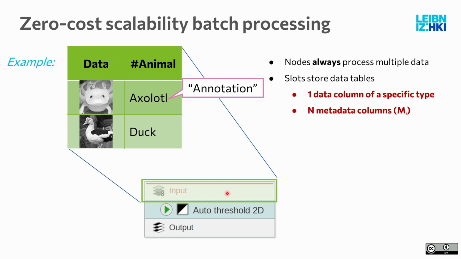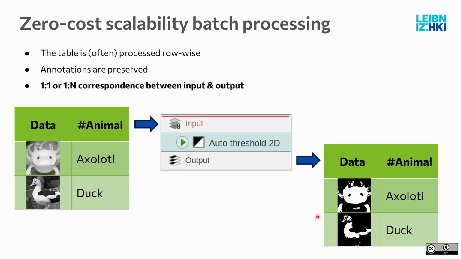In an example, we have two images, one of a duck, one of an axolotl, and each one is annotated with a text that says what kind of animal it is. And when you do batch processing, a very simple one, for example, auto thresholding, we give this one to the auto thresholding node. What will it do? For single inputs, it will do a one-to-one processing. It will just go row by row. Auto threshold the axolotl, you get out this. Auto threshold the duck, we get out this. And the metadata, you have noticed, this animal, it stays.